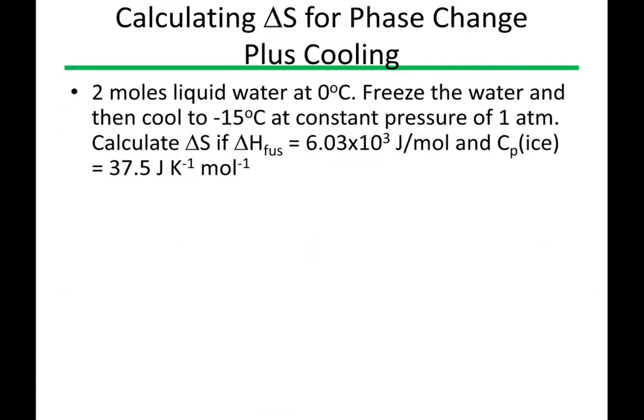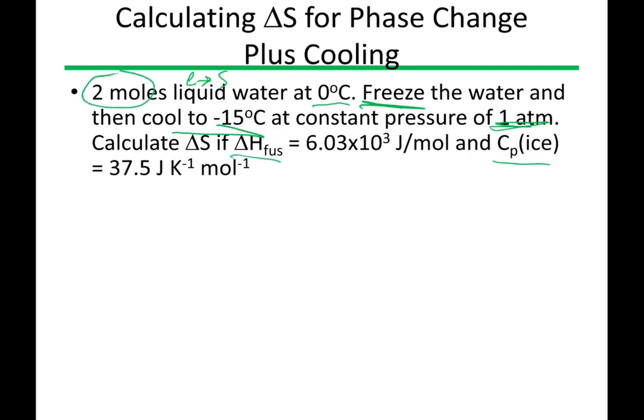So let's look at how we might apply some of these equations by looking at a phase change and cooling for water. We have 2 moles of liquid water at 0 degrees Celsius. What we want to do is freeze this water, so go from liquid to solid. And then once it's ice, we want to cool the ice to minus 15. We're going to do all of this at a constant pressure, and we've been given the heat capacity for the ice, the heat of fusion, and that we're starting with 2 moles.